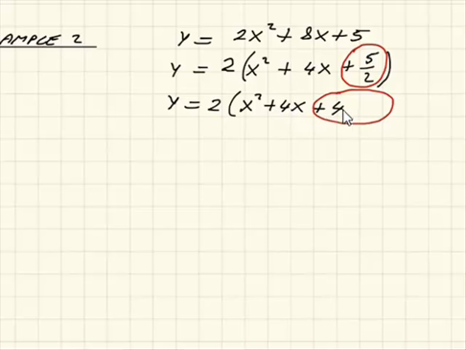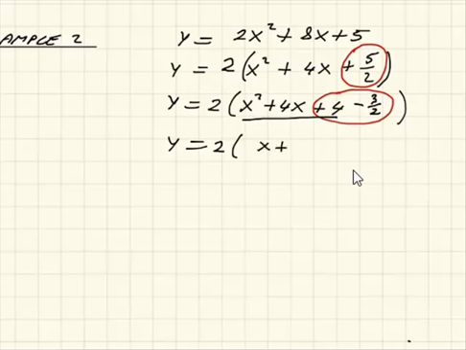You'll notice that 4 is just 8 over 2. We need 5 over 2. So 8 over 2 minus 3 over 2 would give us 5 over 2. So the missing term is minus 3 over 2. And yet again, we now group these 3 terms because those 3 terms make a perfect square. And you get y is equal to 2 into x plus 2, all squared. And we still have minus 3 over 2.